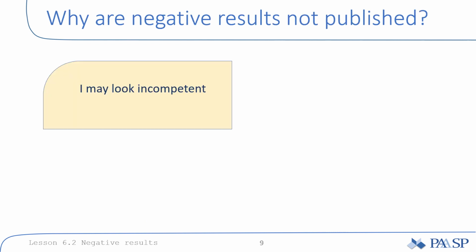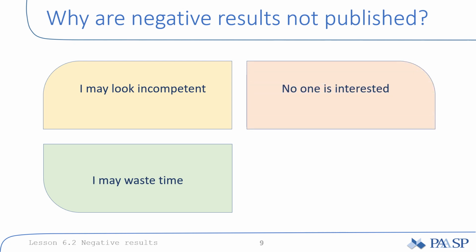So that brings us to the question, why are negative or null results not published? There are several reasons. For example, I may look incompetent. Maybe there was a technical error or my experiment wasn't done properly. I may look stupid because I've asked the wrong question. I may waste my time. My supervisor doesn't appreciate to publish negative results. It takes so much extra effort to publish negative results. I could publish the interesting or positive work in the meantime. There's a lack of interest. Journals aren't interested in negative results.